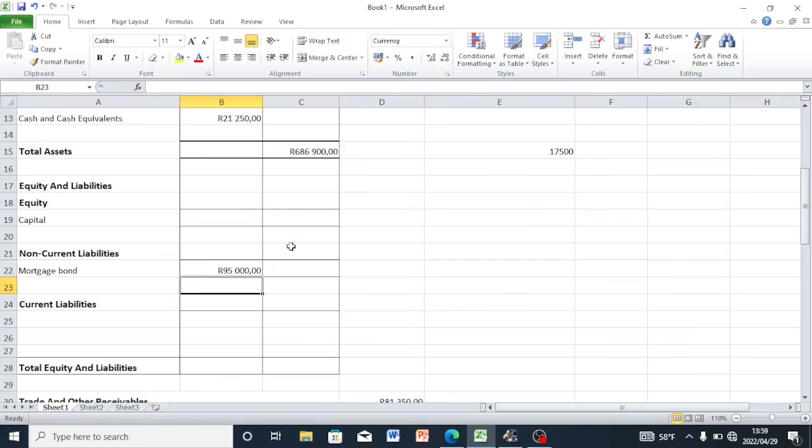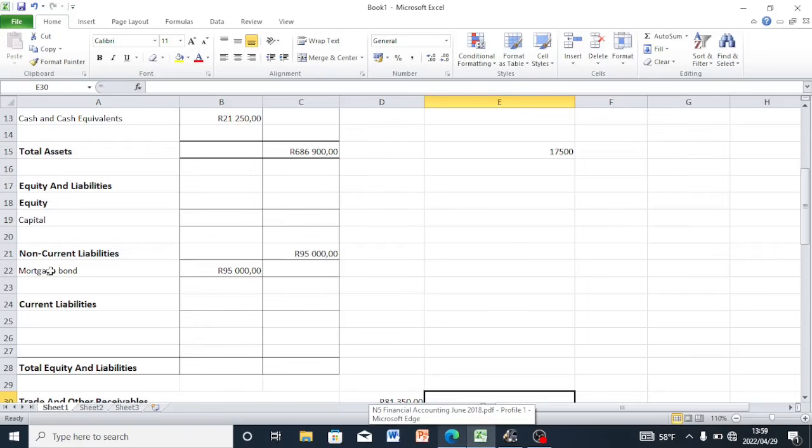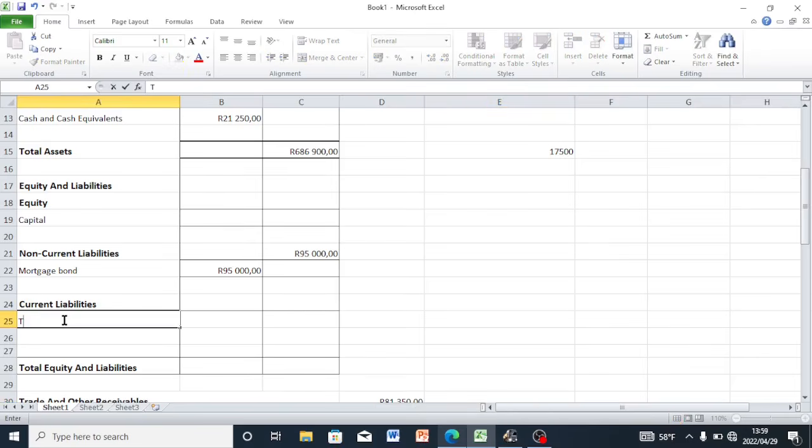95,000. Our non-current liabilities is also 95,000 rands. So let me double check the amount. Yes, it is 95,000 rand. So we are done with our non-current liabilities. We are going to go to our current liabilities, which we know that we are going to record our note here, which is trade and other payables.